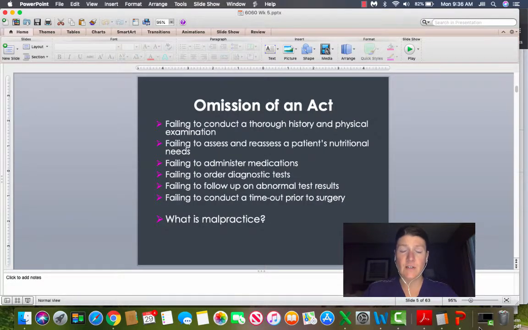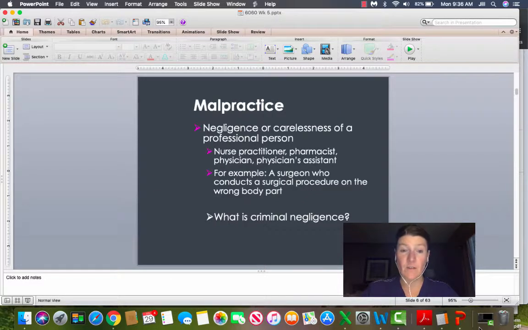On the omission side, we're looking at things like failing to conduct a physical, failure to administer medication, failure to order diagnostic tests, and that leads to defensive medicine and over ordering of tests, because if you're found to be deficient in what you've ordered, you may be culpable in a negligence claim. So those types of things are considered omission of an act.